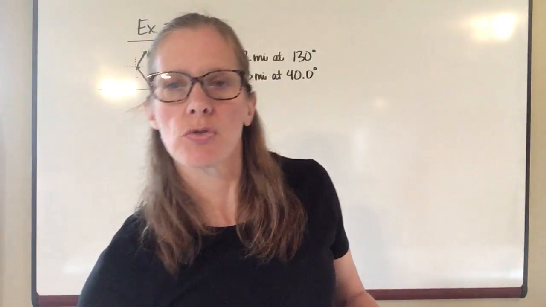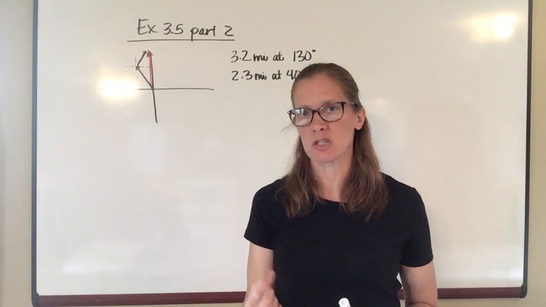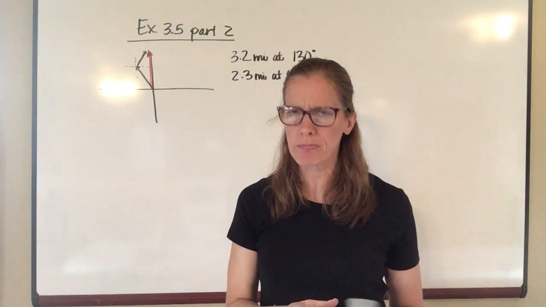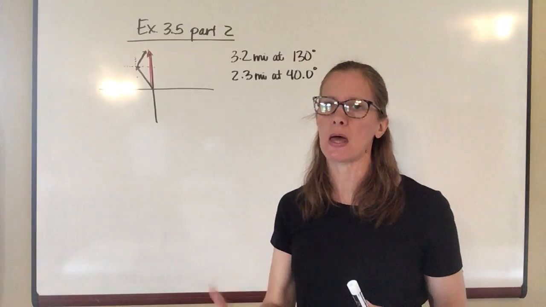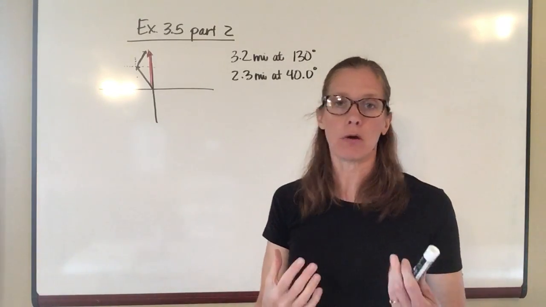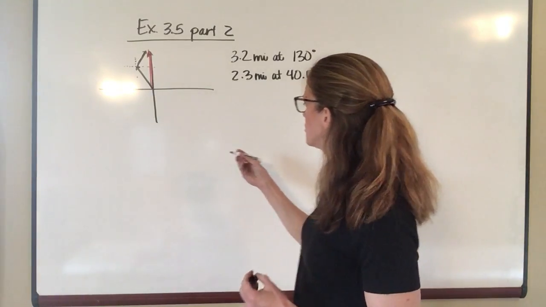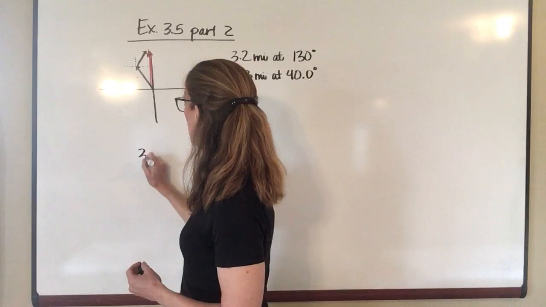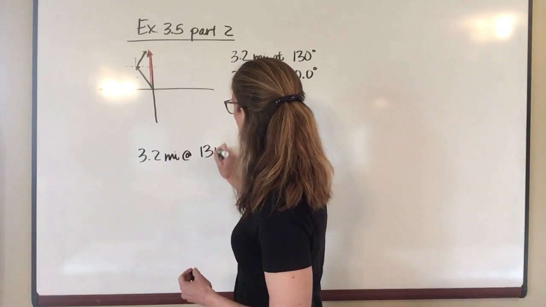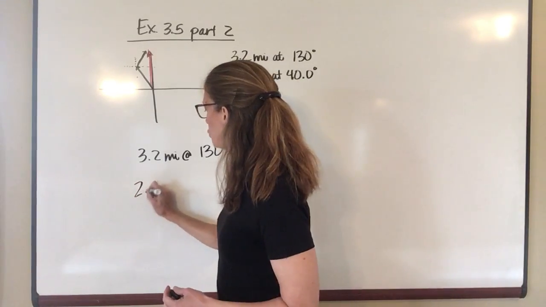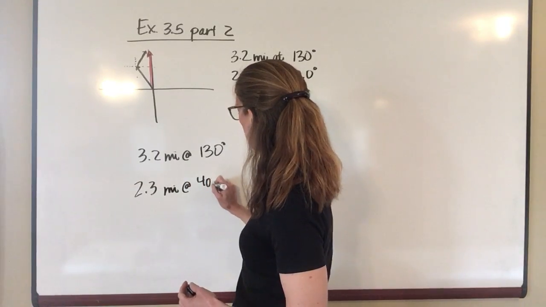Okay, so you want to do that real quick so that you know that your final answer is reasonable when you finally come up with one. Now I'm going to show you how to set this up in a way that I think is the easiest. You don't have to do it this way, but I think it's a little easier. So if I have my 3.2 miles at 130 degrees, and then I have 2.3 miles at 40 degrees.